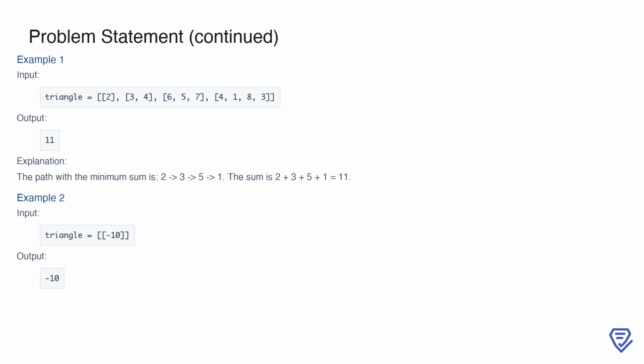In the first example, the input triangle is structured as follows. The top row has one element, the next row has two, and so on. The minimum path here is 2, followed by 3, then 5, and finally 1. Adding these together gives us a sum of 11, which is the output. In a simpler case, if the triangle consists of just one element, like -10, the minimum path sum is simply -10, since there's only one possible path.